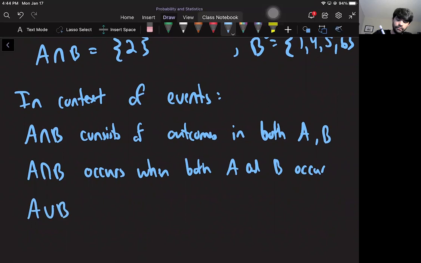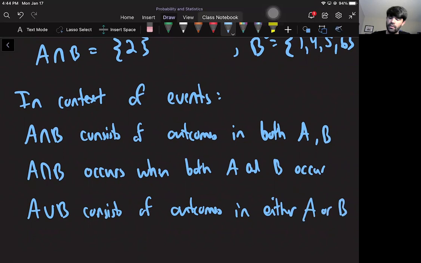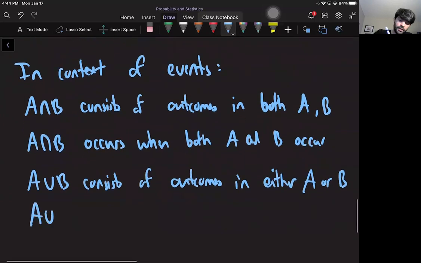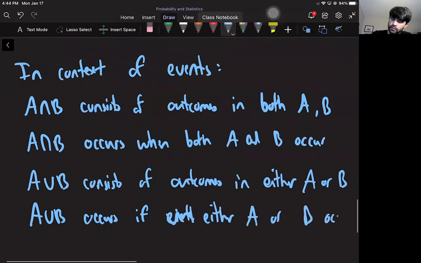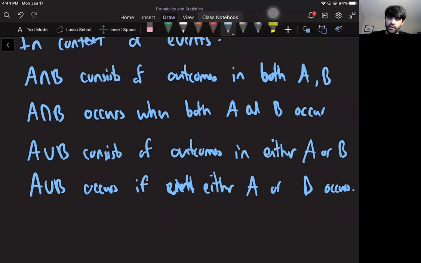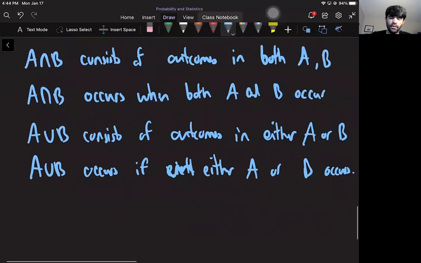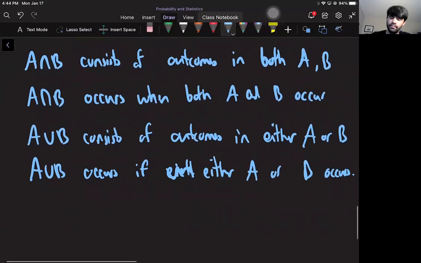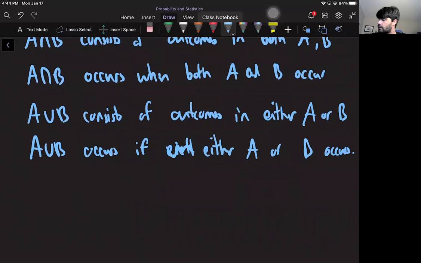Meanwhile, the union consists of outcomes in either one. Either one is fine. And then when does this thing occur? Well, it occurs if either A or B occurs. Because either one of them occurring means that the outcome was in at least one of them. So therefore the outcome is in the union, because that's how unions work.